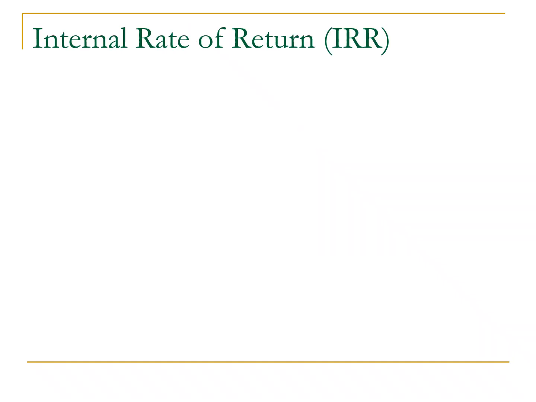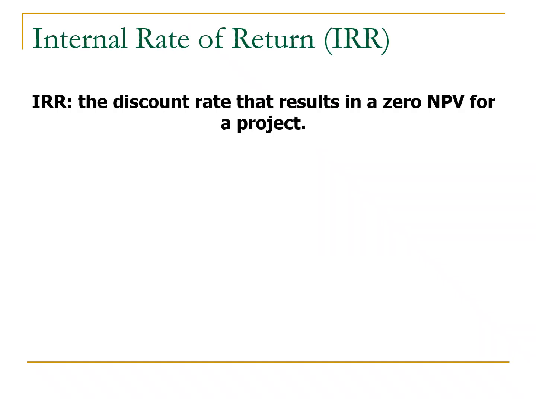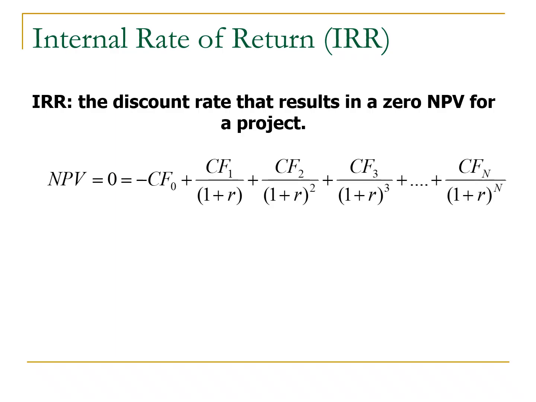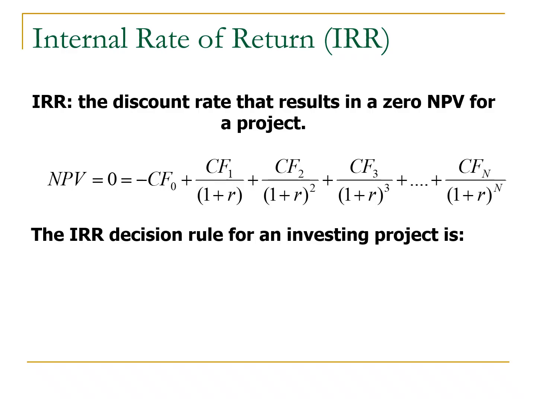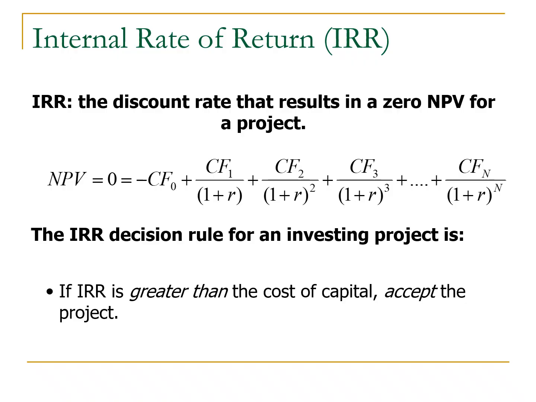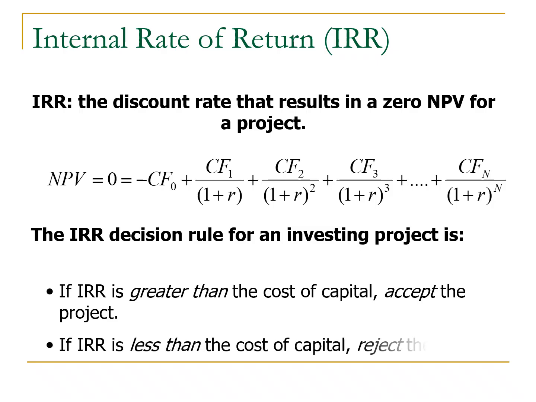Third one is internal rate of return. IRR is the discount rate that results in a zero NPV for a project. So for calculating IRR, we have the formula: NPV equals 0 equals minus CF0 plus CF1 divided by (1+R) plus CF2 divided by (1+R)^2 plus CF3 divided by (1+R)^3 up to CFn divided by (1+R)^n. The IRR decision rule for an investing project is, if IRR is greater than the cost of capital, accept the project. If less than the cost of capital, we can reject the project.